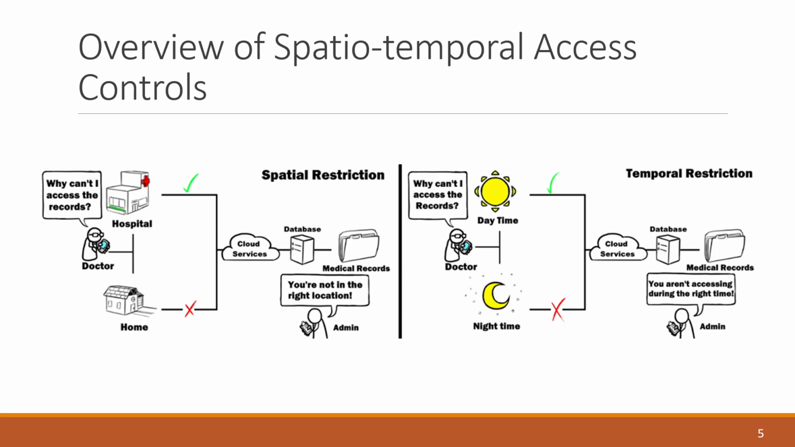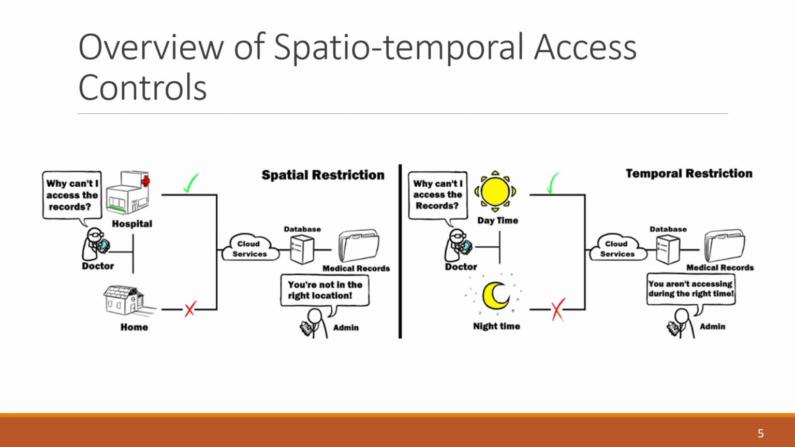So in terms of access control here, we want to restrict based on spatial controls and temporal controls. So a person needs to be in an approved location in order to have access to files or the ability to modify things. And they also have to be within the correct time to access those files. So in this particular example, if a person's in a hospital, they would be allowed to access resources. And if they're accessing during the daytime, they would also be able to access resources.